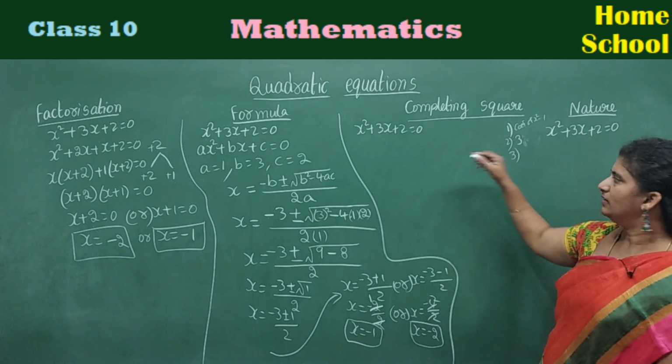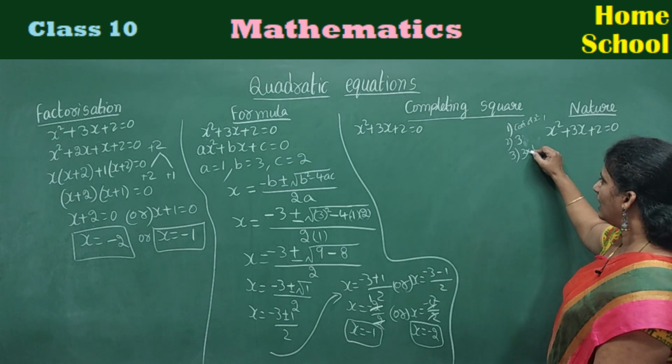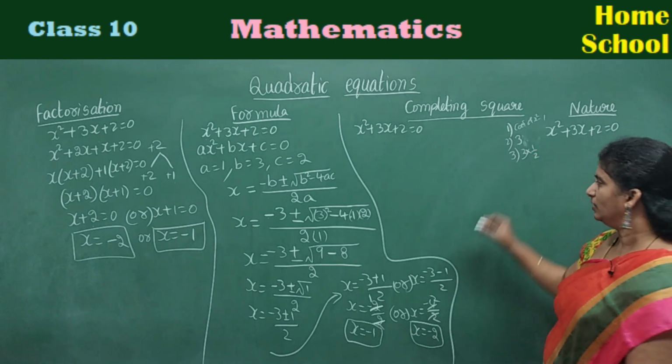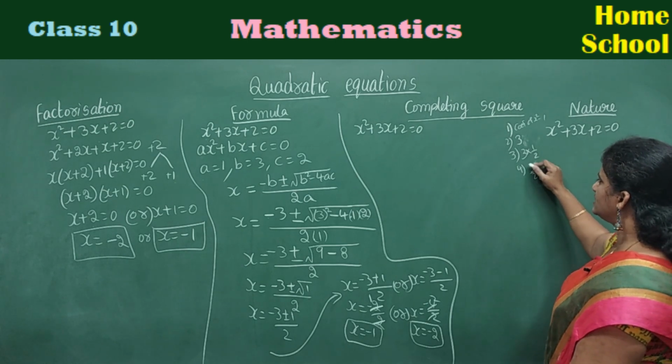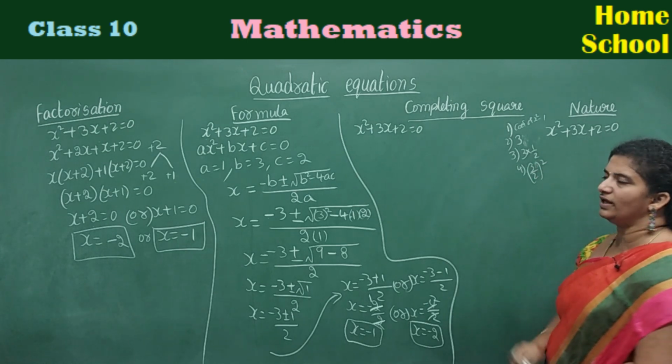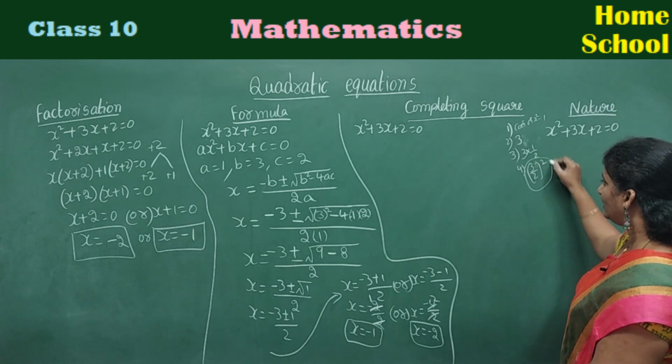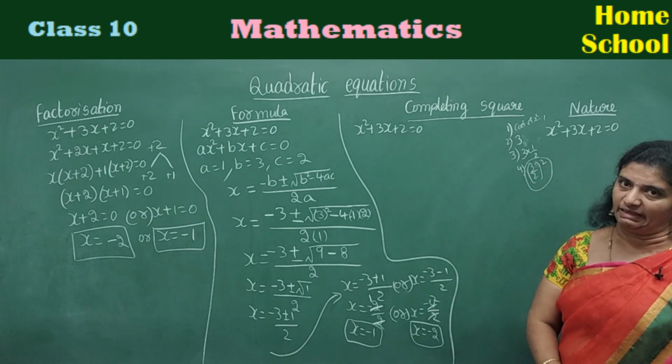Third step, multiply with half. 3 into 1 by 2. Fourth step, do the whole square. This is 3 by 2, do the whole square. This is what I need in order to do this method.